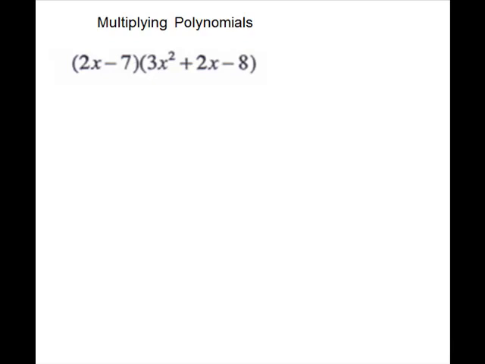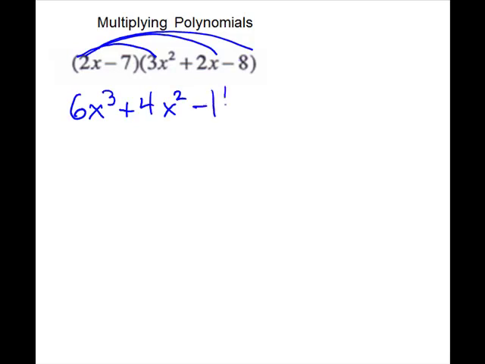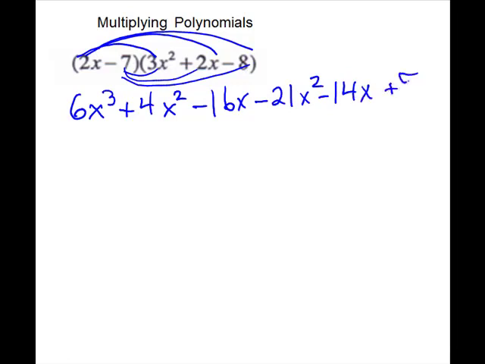I'm going to do one more problem that is a binomial times a trinomial. And I'm going to choose just to distribute twice. So I'm going to take the 2x times everything in the second set of parentheses. Will give me 6x cubed. 2x times 2x will give me 4x squared. 2x times minus 8 minus 16x. And then I'm going to switch and take the minus 7 times each one. So I get minus 21x squared minus 14x plus 56.